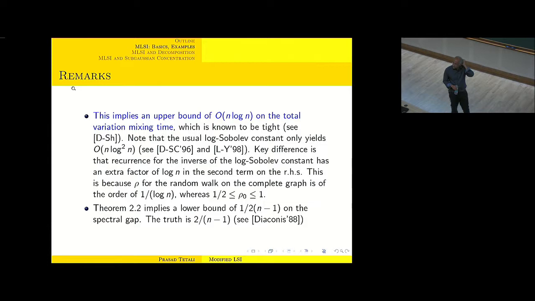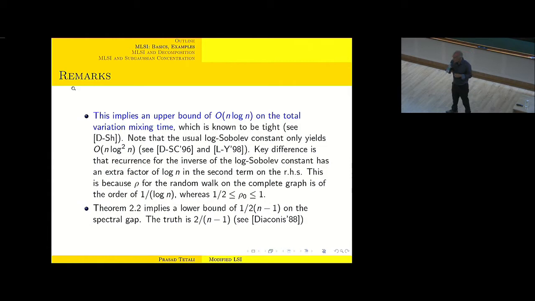And yeah, so I will talk about that, and then modified log Sobolev inequality implies sub-Gaussian concentration of measure. So I'll talk about that.